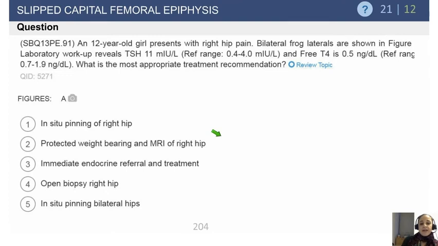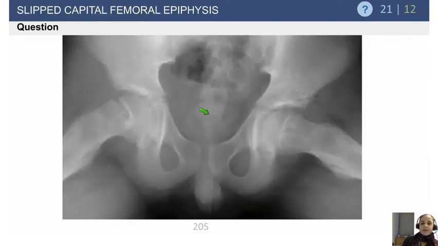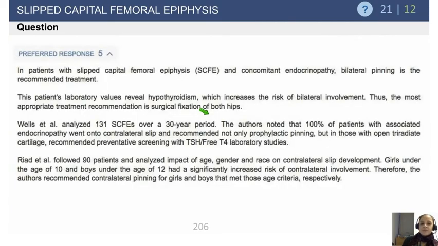All right, so we have an adolescent girl with right hip pain, and we're going to guess that our images show a slip, and her TSH is 11, so her TSH is elevated. So that's telling us that she has hypothyroidism, and they're asking what the most appropriate treatment recommendation is. So is this someone who needs prophylactic pinning? And because of her endocrine abnormality, we would in fact recommend pinning both sides, even though she only has a slip on one side. Her risk of contralateral slip is much higher than the general population with SCFE, and thus you want to try to prevent that when possible.